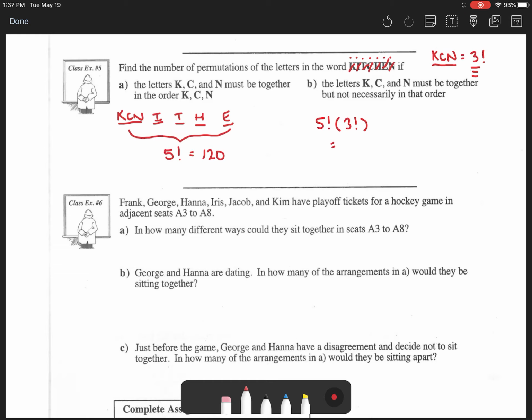So now that's 120 times 3 factorial. That's 6, 3 times 2 times 1. So that's a total of 720. So again, in those questions, the difference is this. This one has them in the order K, C, and N. And this one is not necessarily in that order. So as long as they're together, then you have to multiply by the number of ways the things that are stuck together can be organized.